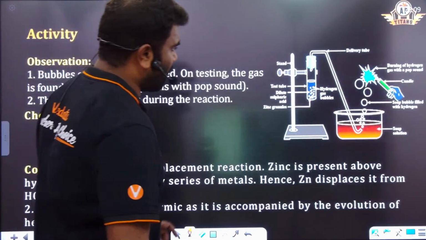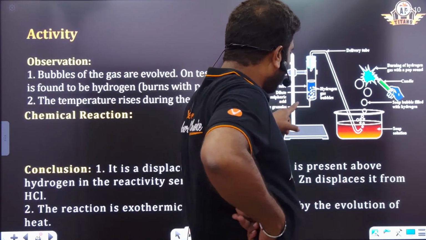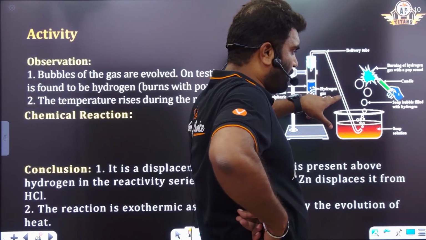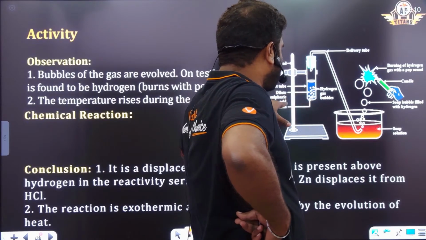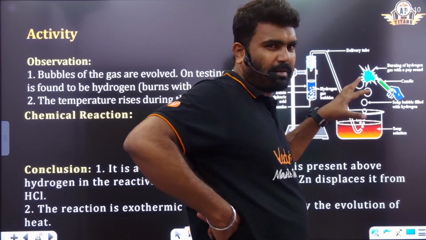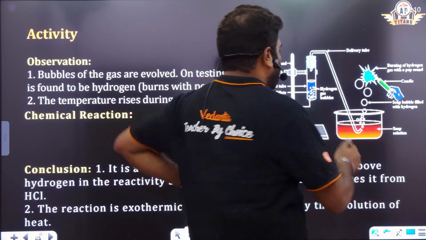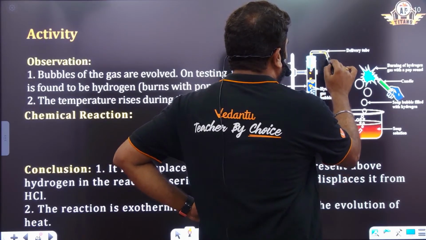So here you can see a test tube, this is the delivery tube, hydrogen gas bubbles, and zinc granules we have taken. We have added dilute sulfuric acid or dilute hydrochloric acid, whichever we have, we can add. The gas is liberated from this test tube; here it is hydrochloric acid.